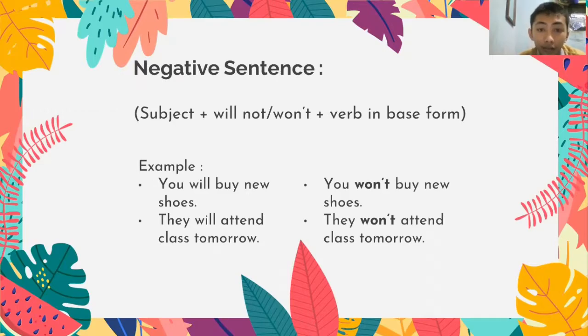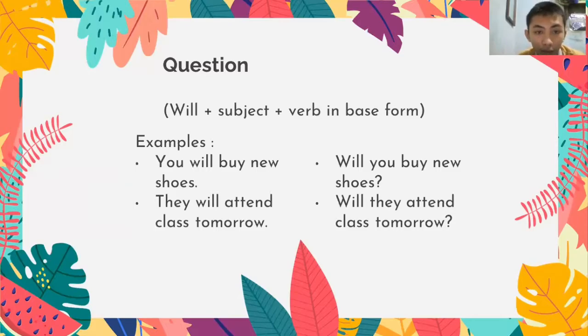Next. Negative sentence: subject plus will not or won't plus verb in base form. Example: you won't buy new shoes. They won't attend the class tomorrow. Next. Question: will plus subject plus verb in base form. Examples: will you buy new shoes? Will they attend class tomorrow? Next.